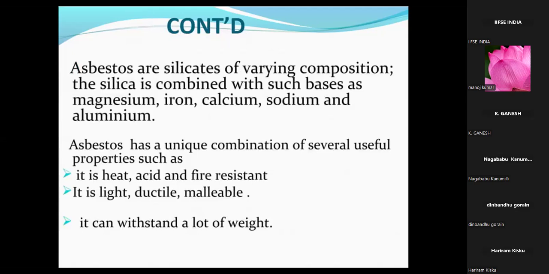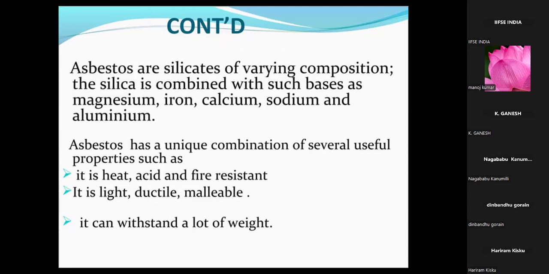So asbestos are silicates of varying composition. We'll see what the composition is. The silica is combined with such a base as magnesium, iron, calcium, sodium, and aluminum. So this asbestos, depending upon the chemical composition, can vary in its properties.